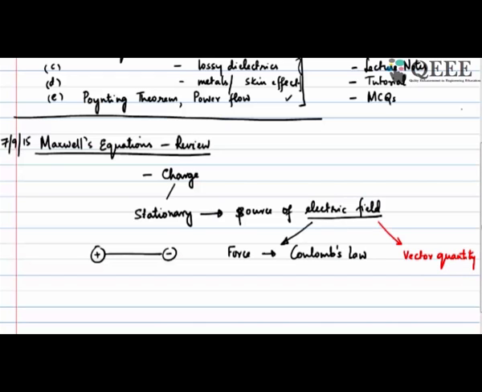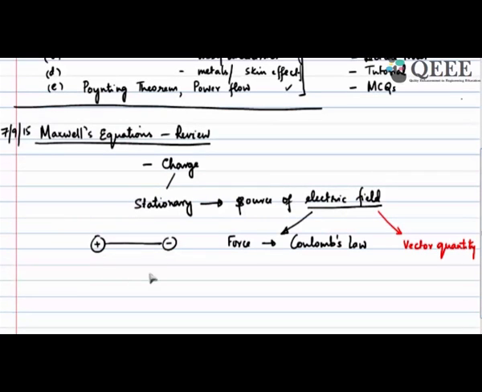It has both magnitude and direction, and one defines the electric field as the force experienced by a point charge. That describes the electric field. Force being a vector, the force experienced in the electric field is also going to be a vector quantity.